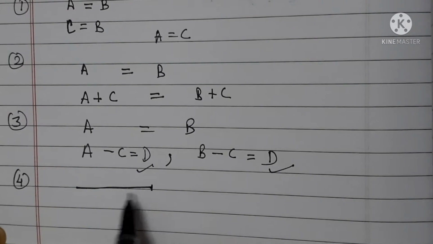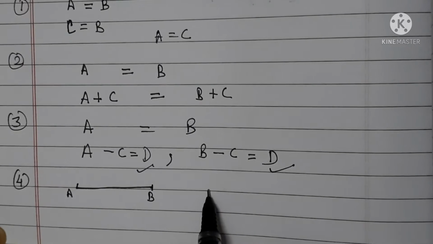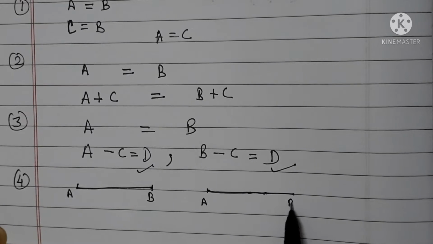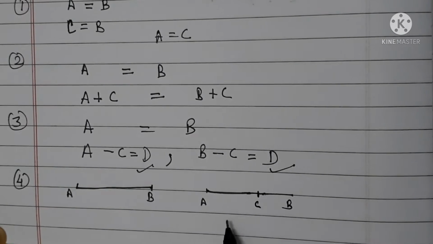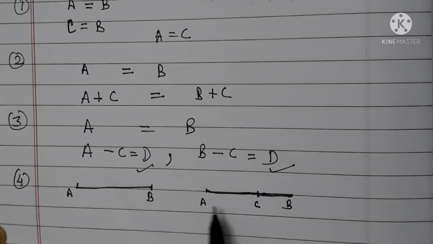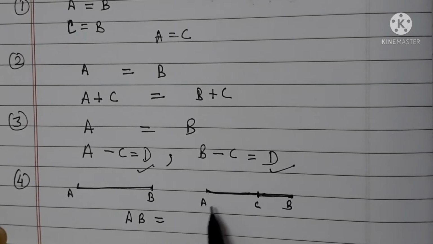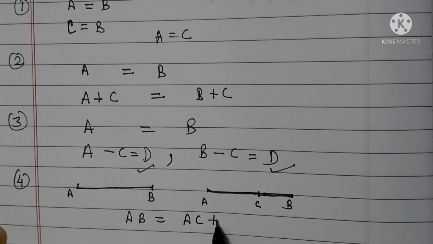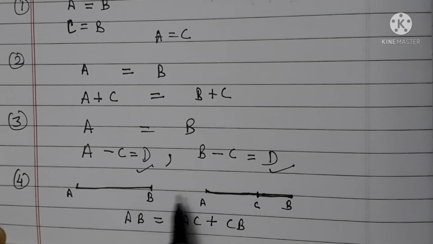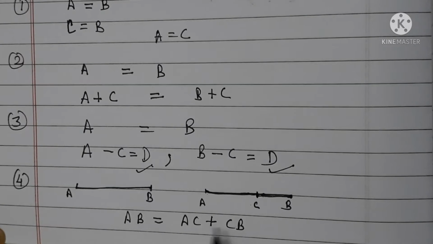Fourth is, things which coincide with one another are equal to one another. Suppose we are taking a line segment AB and you divide it into two parts, A, B, and this is C. AB coincides with AB. It means AB is equal to AC plus CB. Because AB is equal to AB, both will coincide, its parts will also coincide with each other, and both will be equal.